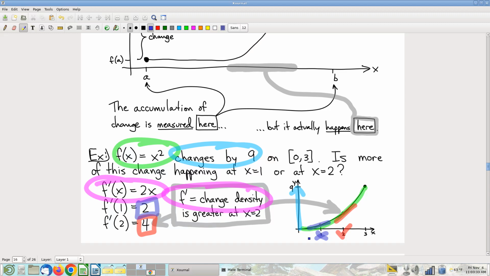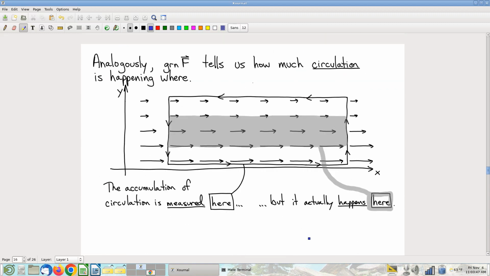It's steeper there on the right, and it's less steep on the left. So the integrand, the density, however you want to say it, is telling you where the quantity in question is actually happening. So you can do the same thing with Green's theorem.